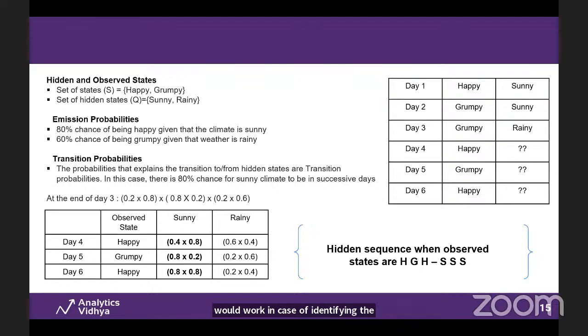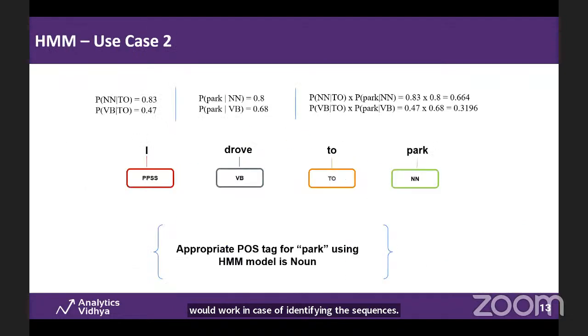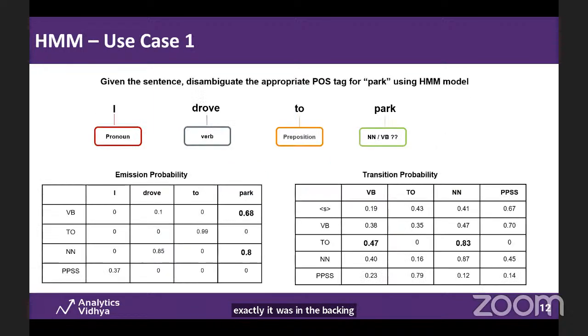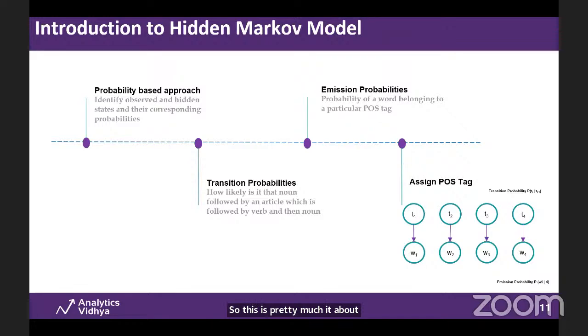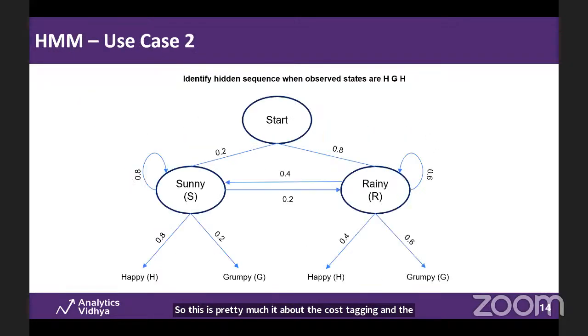So there are two different use cases for which you can use this hidden Markov model, and all of this can be done using Python, or there are a lot of open source tools available online to execute this. But it is also essential to understand how exactly it works in the backend. So this is pretty much it about the POS tagging and the hidden Markov model. We can move to the Q&A session.